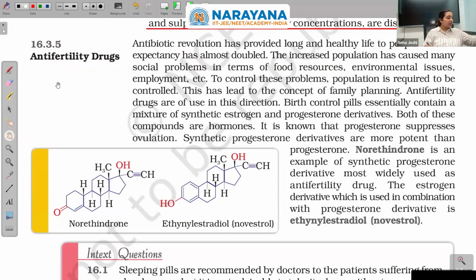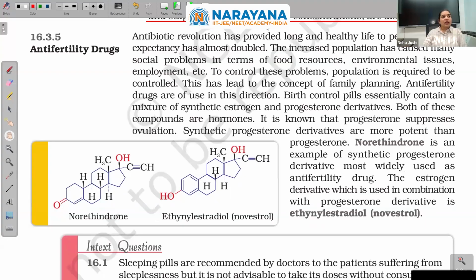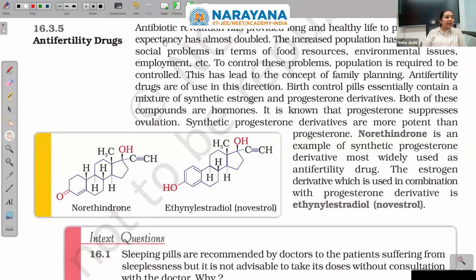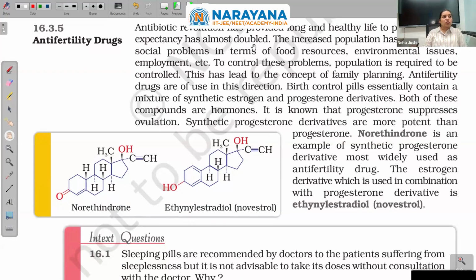Anti-fertility drugs. I think this is the last of the drugs for today. The antibiotic revolution has provided long and healthy life to people. The life expectancy has almost doubled. The increased population has caused many social problems in terms of food resources, environmental issues, employment, etc. To control these problems, population is required to be controlled. This has led to the concept of family planning. Anti-fertility drugs are of use in this direction.